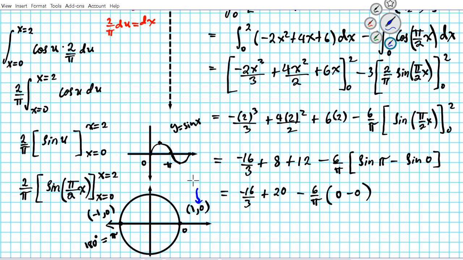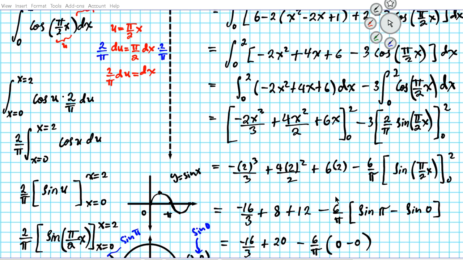Okay, so this guy right here is sine of 0, and then this guy right here is sine of pi. Okay, so let's simplify this. If we simplify this, we're going to have negative 16 plus 60 over 3 minus 0, and your final answer will be 44 over 3. Okay, so that's how you use definite integrals to find the area between two curves.